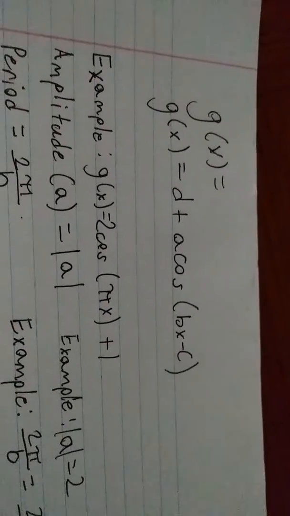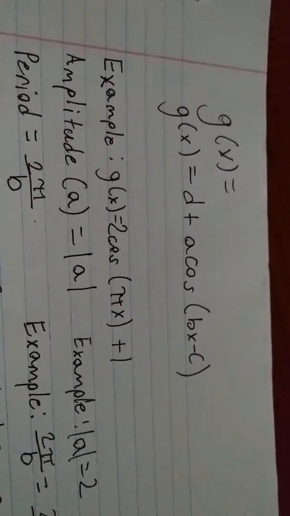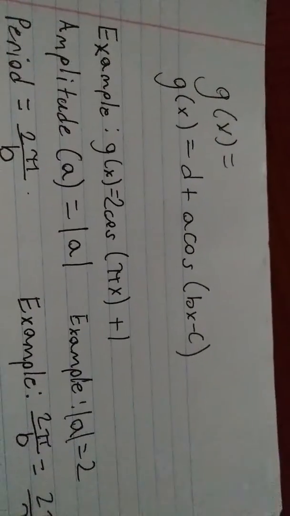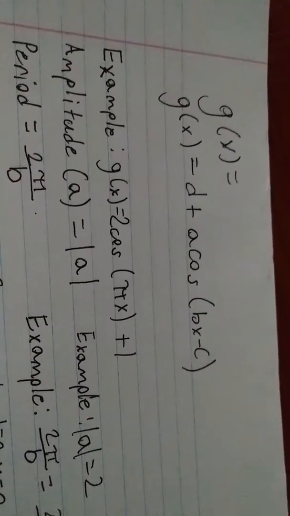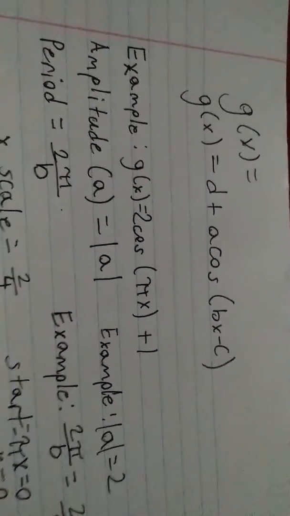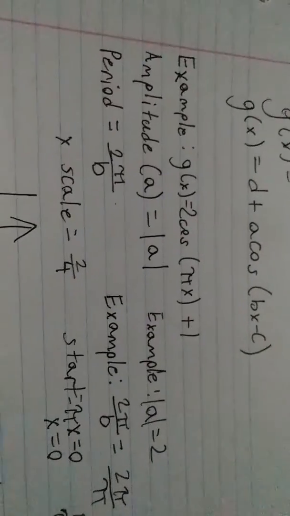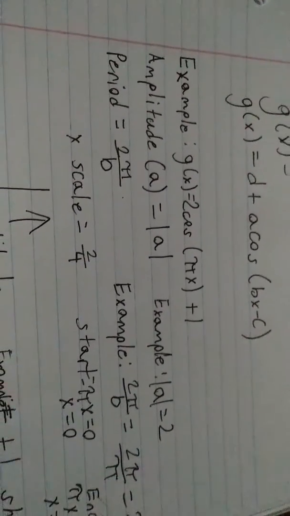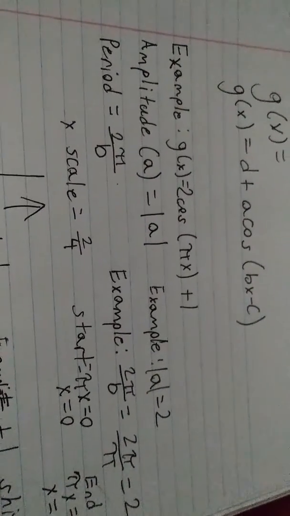To explain how to use vertical shifts of sine and cosine curves, we first need to understand the function that we're looking at, which is f of x, or we can use g of x. g of x equals d plus a cos of bx minus c. As an example, we have g of x equals 2 cos pi x plus 1.